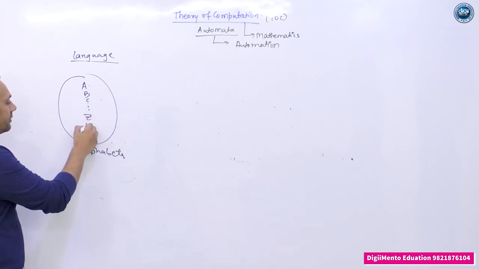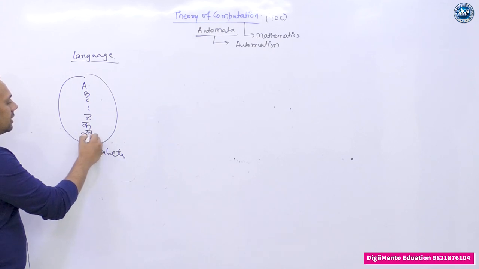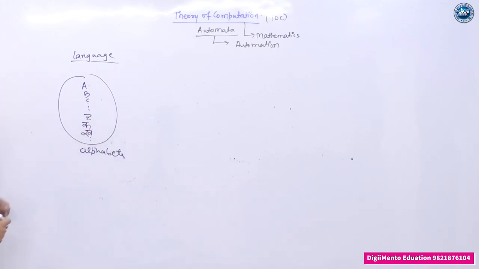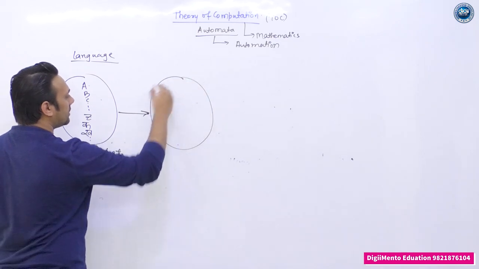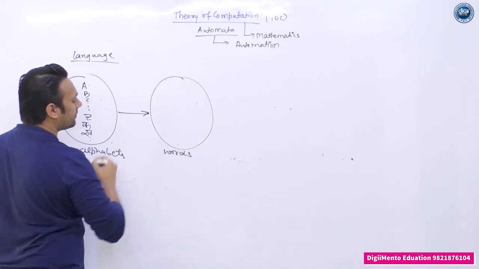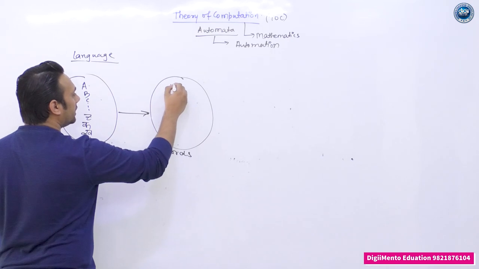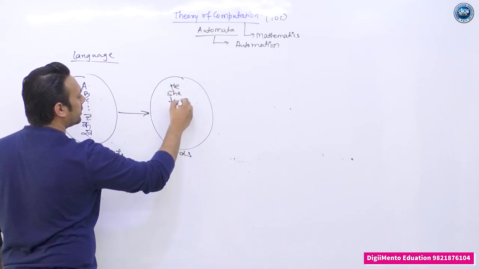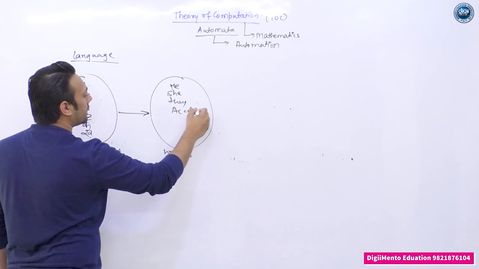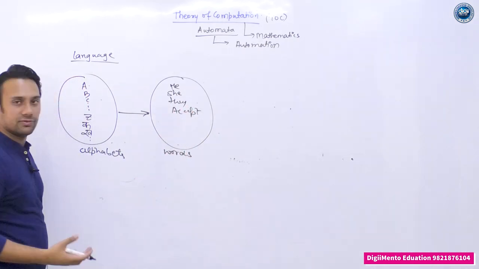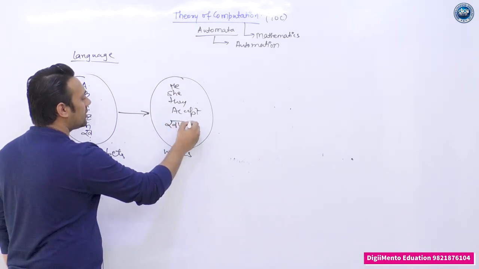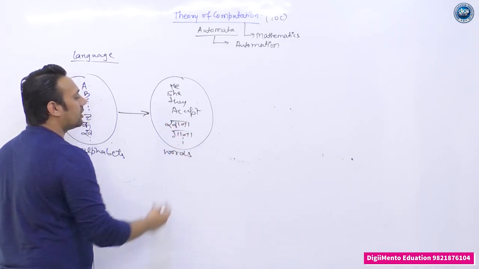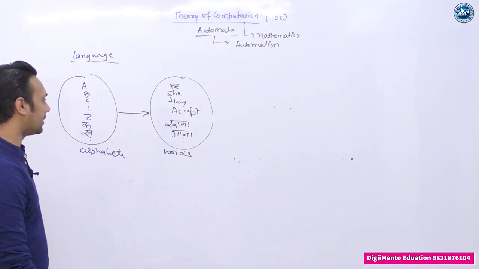For Hindi language, we have alphabets like K, K, and so on up to... I don't know what the last character is. So we have alphabets here, right? And with the help of these alphabets, we create something called words. In English, we have he, she, they, except, right? We have a lot of words. In Hindi we have different words like khana, ghana, and so on. There are a lot of words in Hindi as well as in English.